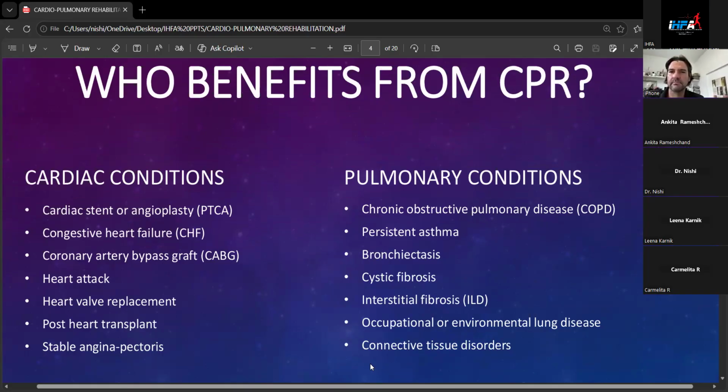Among pulmonary conditions, the most common is COPD, then persistent asthma, bronchiectasis, cystic fibrosis, interstitial fibrosis or ILD conditions, occupational or environmental lung diseases, and connective tissue disorders. These are the major conditions that benefit from cardiopulmonary rehabilitation. Everyone clear?